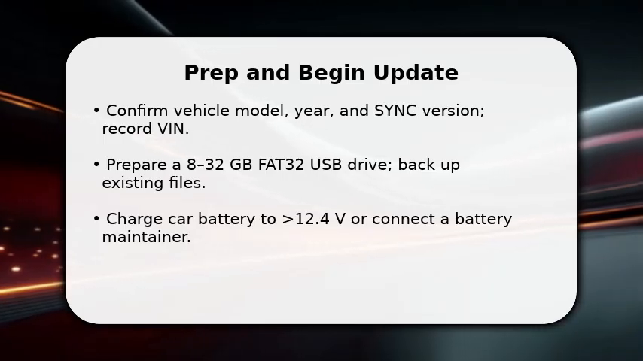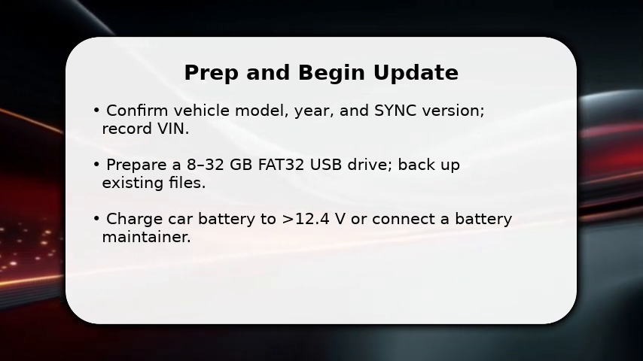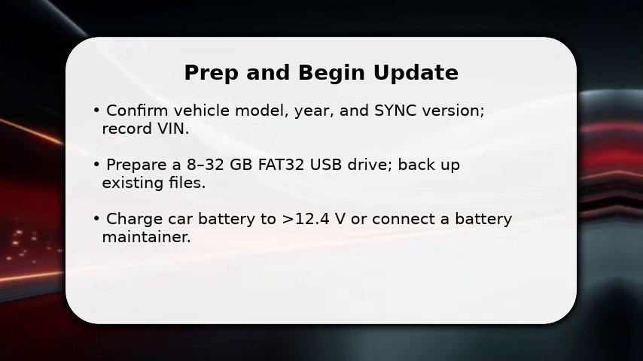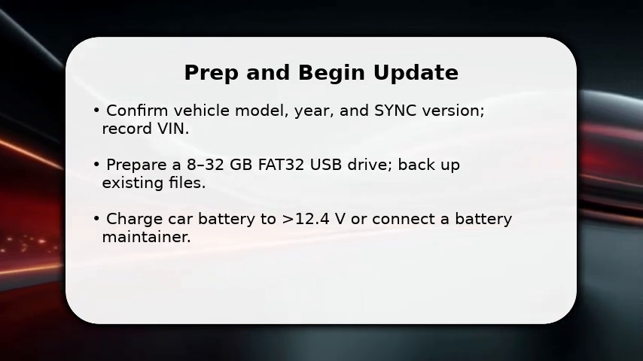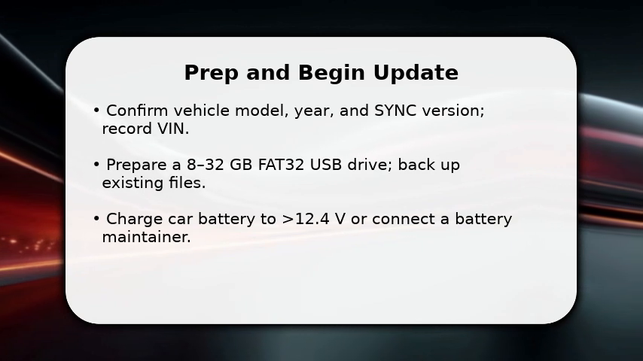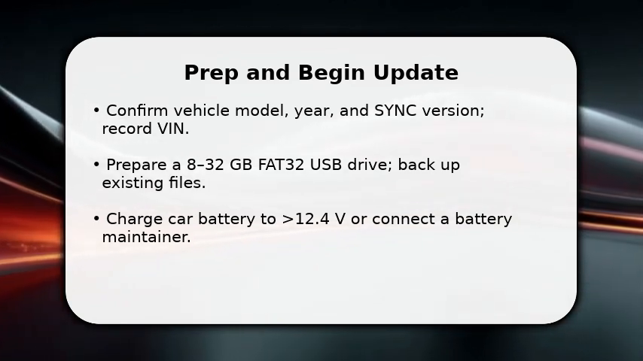You start by confirming your Ford model, year, and Sync software so you download the correct nav package. This prevents mismatches that can brick the unit. Once done, format an 8 to 32 GB USB to FAT32 and copy only the update files into the root folder. Do not nest them.